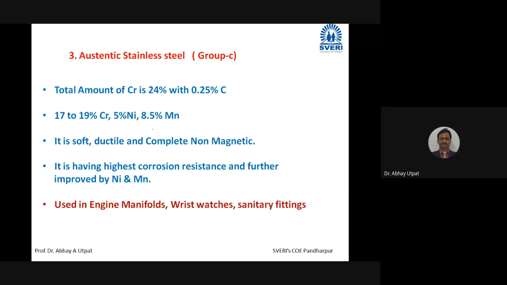So group A, group B, group C, you just remember in the bracket only. Some of the books have given group A steel, group B steel, and group C. But you have to remember the names: martensitic steel, ferritic steel, and austenitic stainless steel.